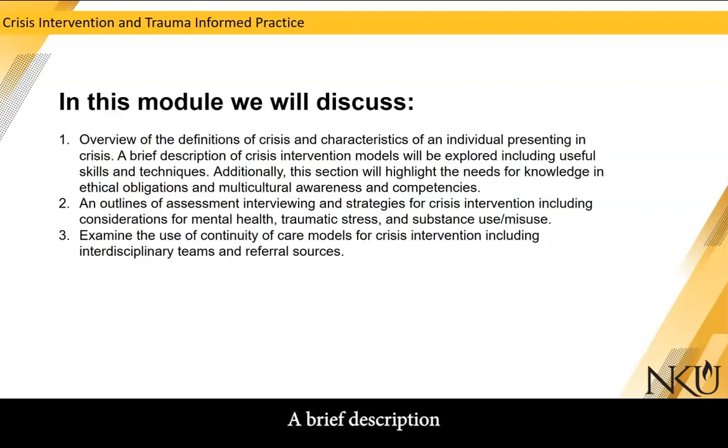A brief description of crisis intervention models will be explored, including useful skills and techniques. Additionally, this section will highlight the need for knowledge in ethical obligations and multicultural awareness and competencies, an outline of assessment interviewing strategies for crisis intervention, including considerations for mental health, traumatic stress, and substance use misuse. Examine the use of continuity of care models for crisis intervention, including interdisciplinary teams and referral sources.